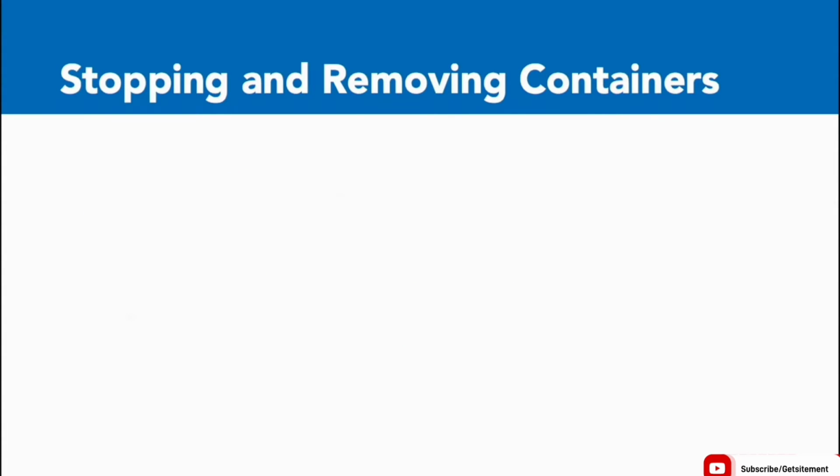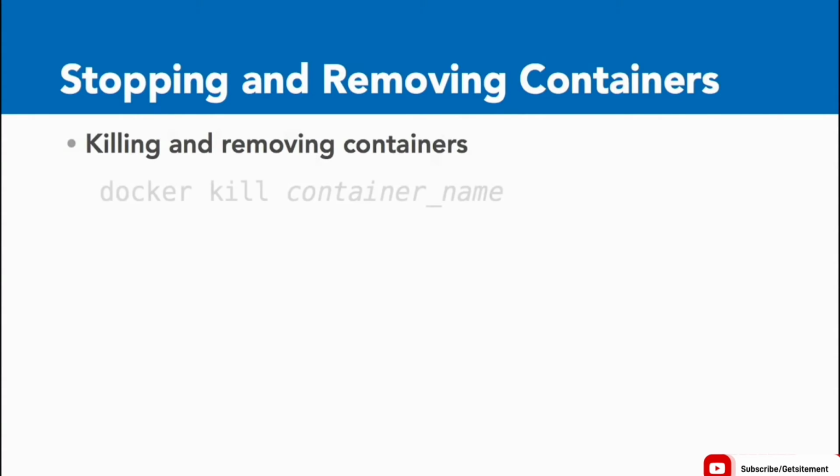Stopping and removing containers: you can kill a running container, and when you have killed it, it goes to the stopped state, and when you are done with the container in the stopped state, you remove it. So kill container-name makes it stop, and rm makes it gone.